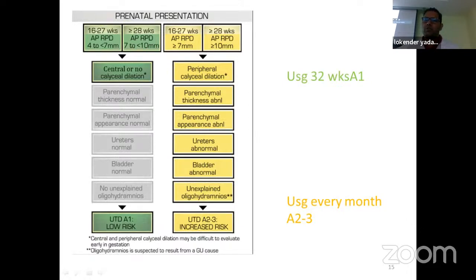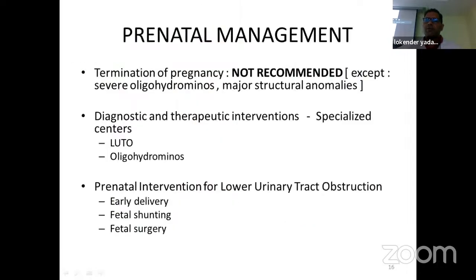In the low risk group, the USG is recommended at 32 weeks, and in the increased risk group, the USG is advised every month in the prenatal period. In prenatal management, termination of pregnancy for antenatal hydronephrosis is not recommended except in cases of severe oligohydramnios or if there are any other major structural anomalies.